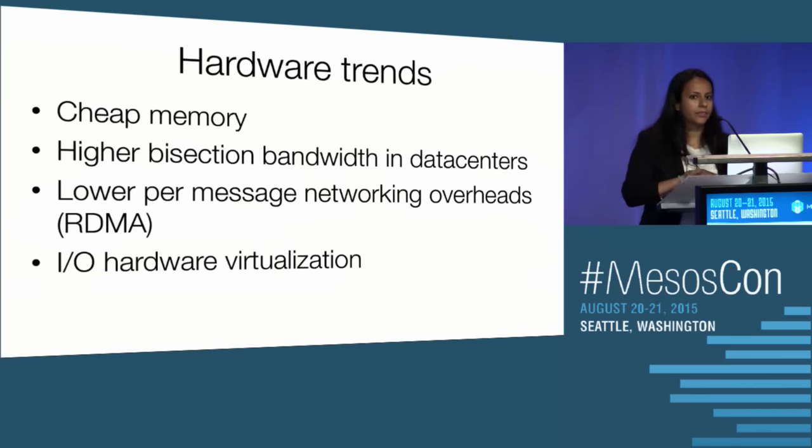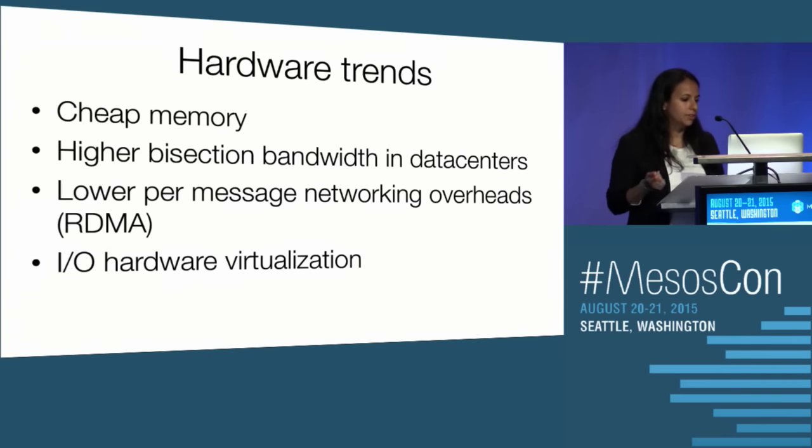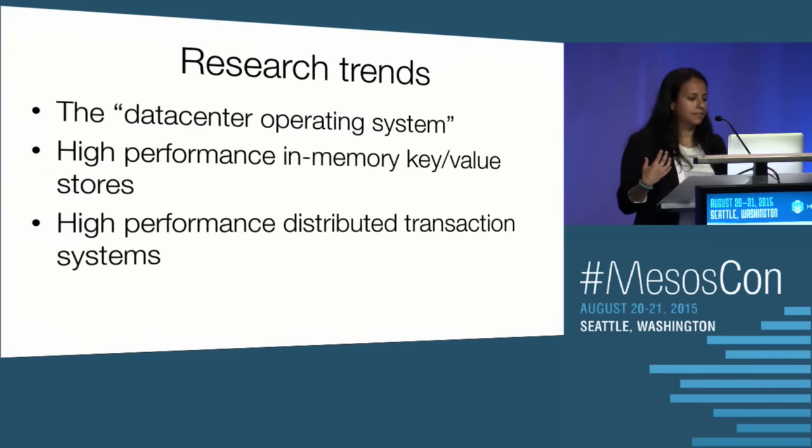And then the last trend that I wanted to point out is IO hardware virtualization. This is interesting because a lot of the tasks that the operating system had to do, like isolation and naming, are now moving into hardware. So we don't need as much from the operating system as we used to. What these trends together end up meaning is we've got this data center operating system that can bypass the kernel for a lot of different events. So you've got a much tighter coupling between the application and the hardware, and as such, you have really high performance within the data center.